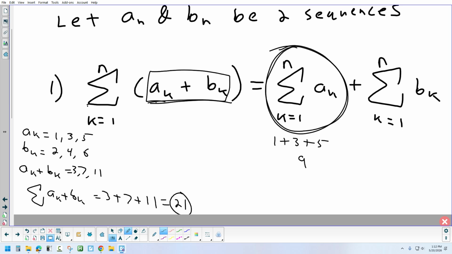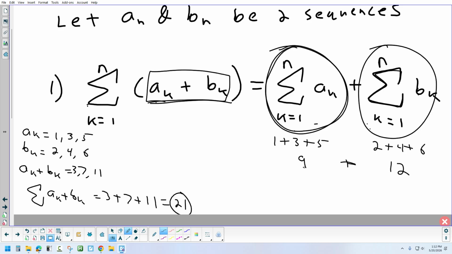Now the second part says to take all the numbers in sequence B, because that's a B, and add, that's what that symbol means, add them all together. 2 plus 4 plus 6. Okay, and what does 2 plus 4 plus 6 give you? Yep, 12. And now there's a plus sign between the 2 values I just got. What's 9 plus 12 give you? Yep, 21 again. So it's 2 different ways of getting the same answer.